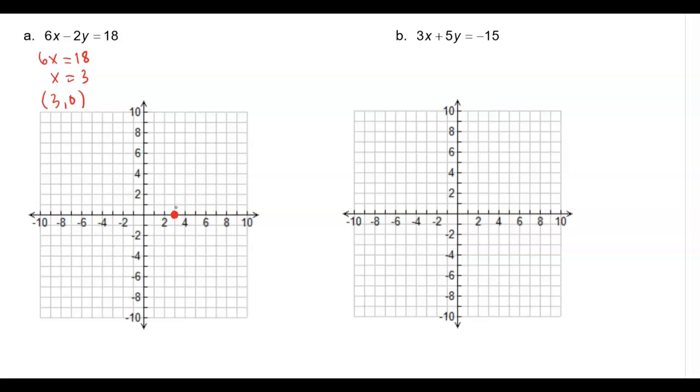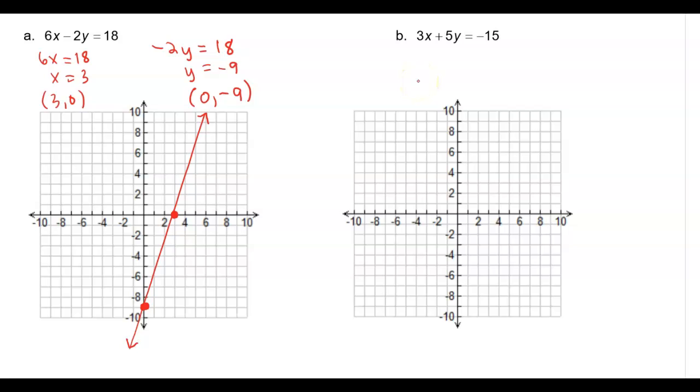Now we'll work on the y-intercept. Let x equal 0. That means the term 6x will become 0, so we will have negative 2y equals 18. Divide both sides by negative 2 and you get negative 9. We need to plot a point at (0, -9). All you have to do now is draw a line through those 2 points. Make sure you put the arrowheads on the end.